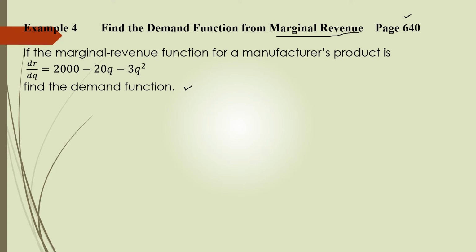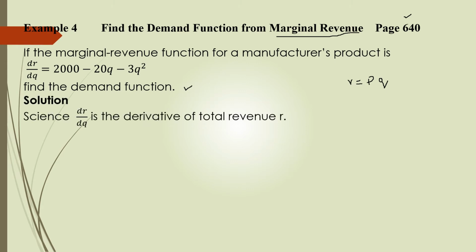Just keep it in your mind that revenue is equal to P multiplied by Q. This is the formula to find the total revenue: price per unit multiplied by total units. So we will find the demand function here.